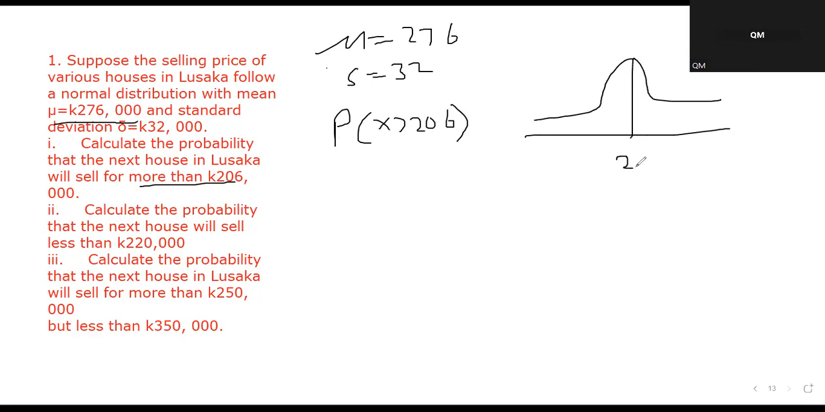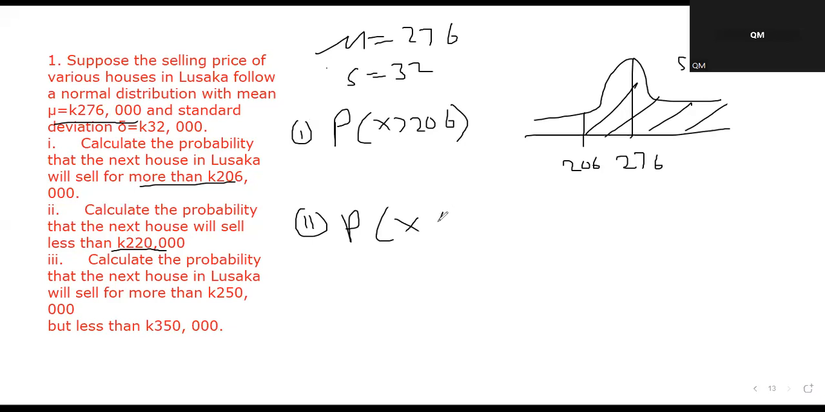Our mean is 276. Our 206 is somewhere here. So when you're saying greater, obviously the shading is bigger. Read it directly. Simple as that. But part 2: it will sell for less than 220. My students really smile when they come to such questions because I'd have done more than enough. So less than 220. Using ISA, illustrate.